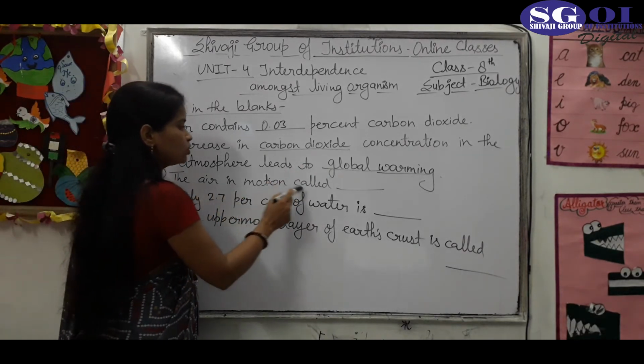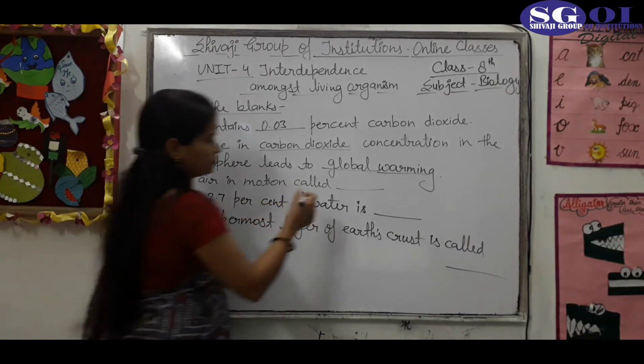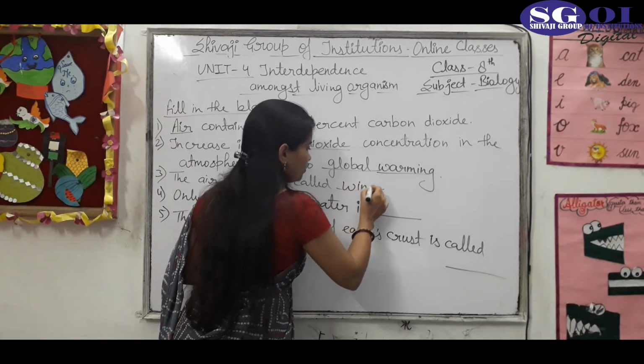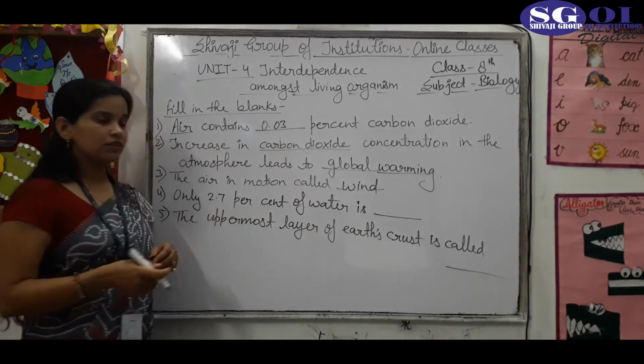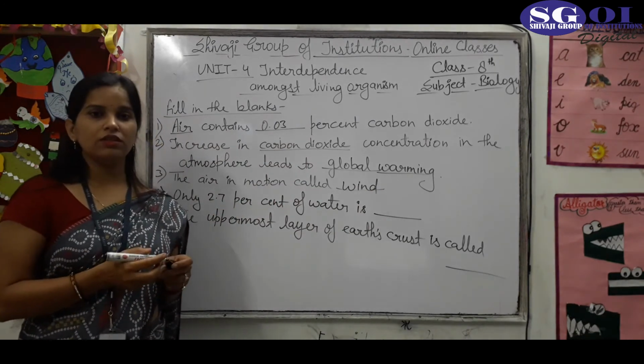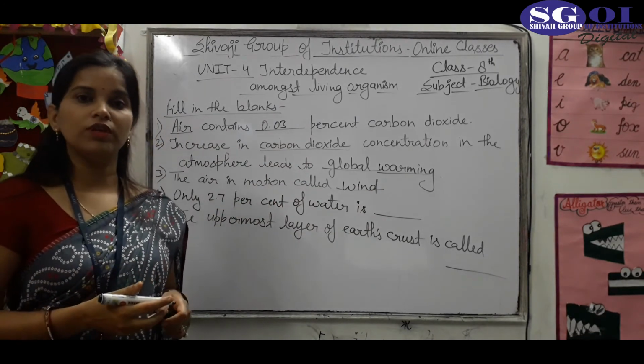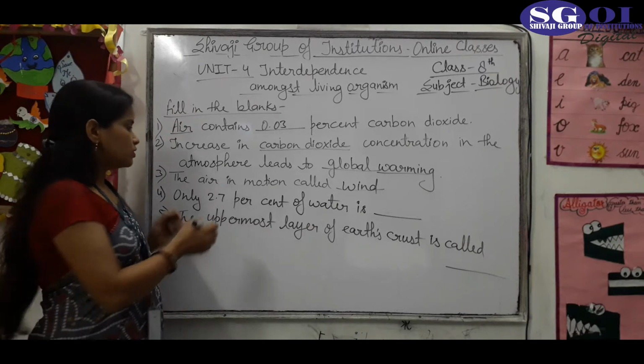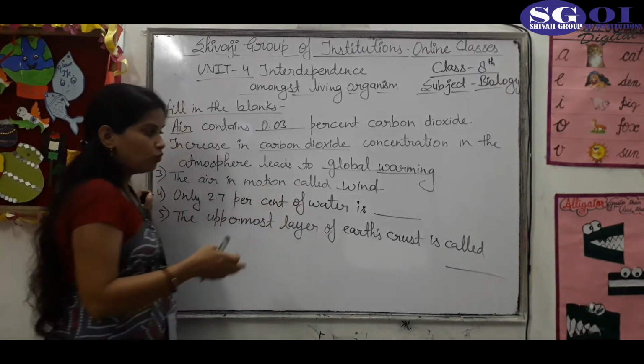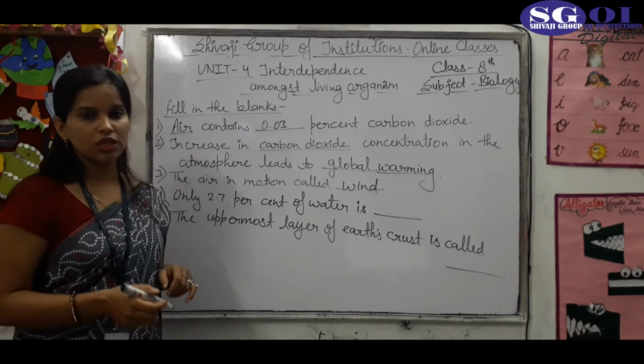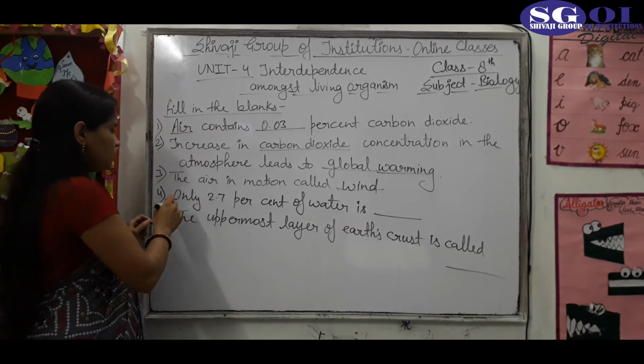Next is the air. The air in motion is called wind. Actually, the name of the air is different. When it is in the moving form, it is called wind, not air. So the air in motion, when it is in moving form, what do we call it? Wind.